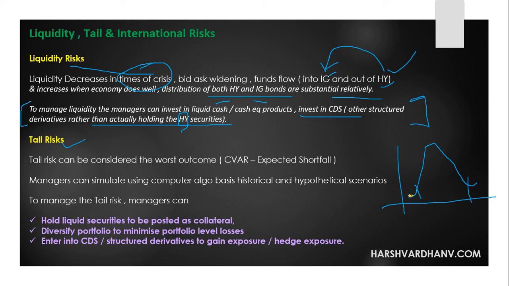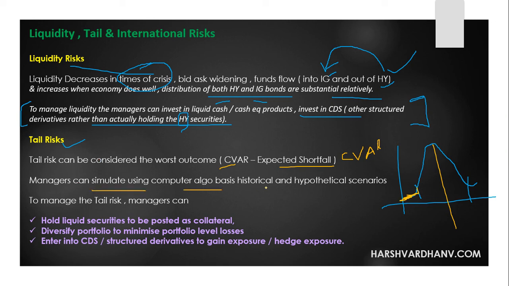So, this is a tail. This is known as CVAR, conditional VAR or expected shortfall. So, this is your VAR at 95%, and the area outside that up till 100% is the tail. So, this is the tail risk.